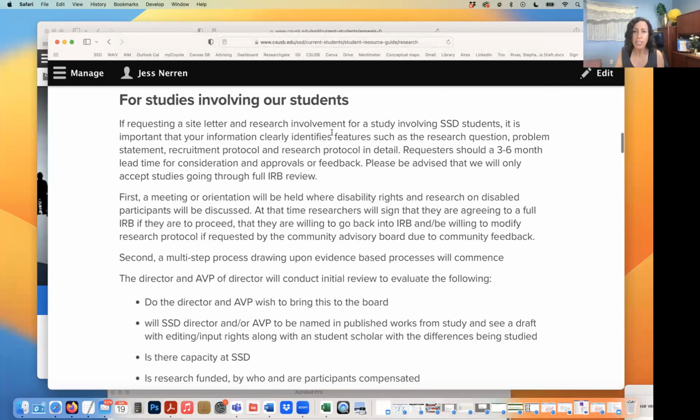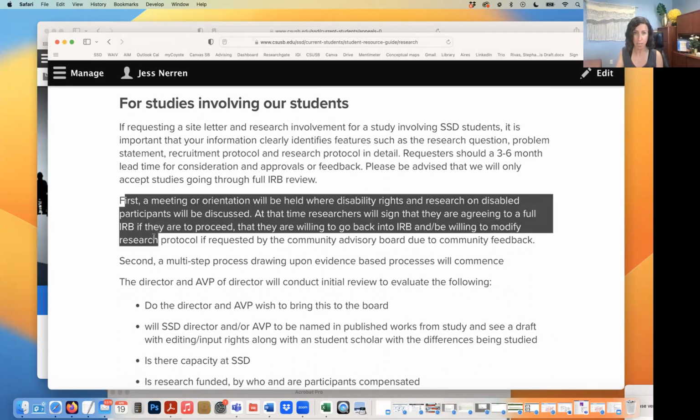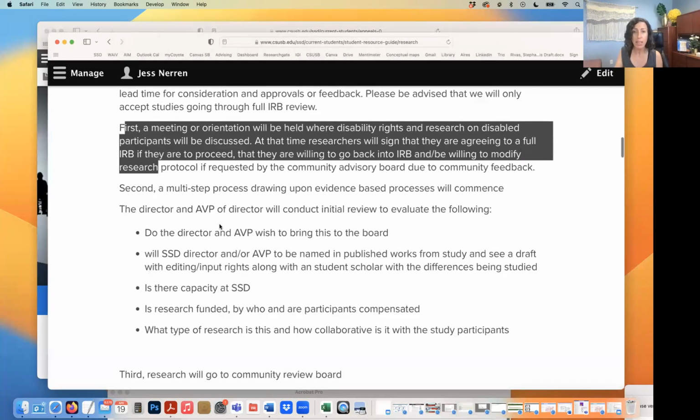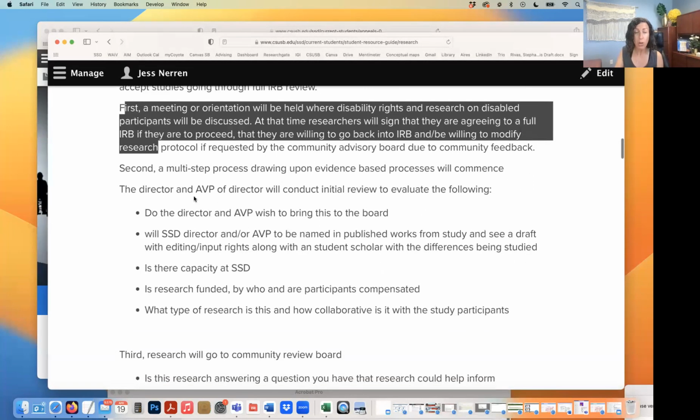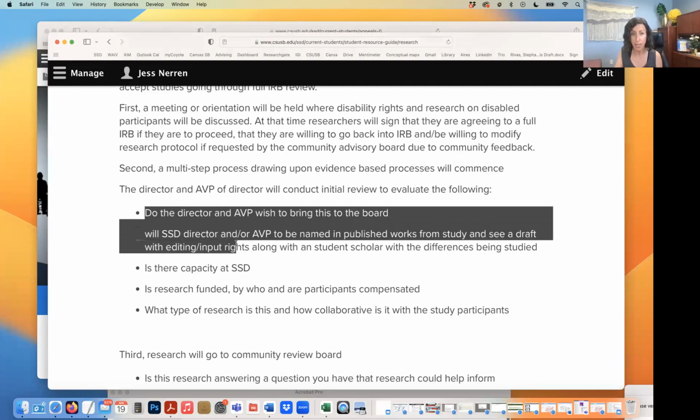So the very first thing that's going to happen is, for studies involving our students, you're going to provide to our office the research question, problem statement, recruitment protocol, and research protocol in detail. And then a meeting is going to be set up with me, right, or with the director at the time. Okay. Then we're going to meet together and see if we want to move it forward.